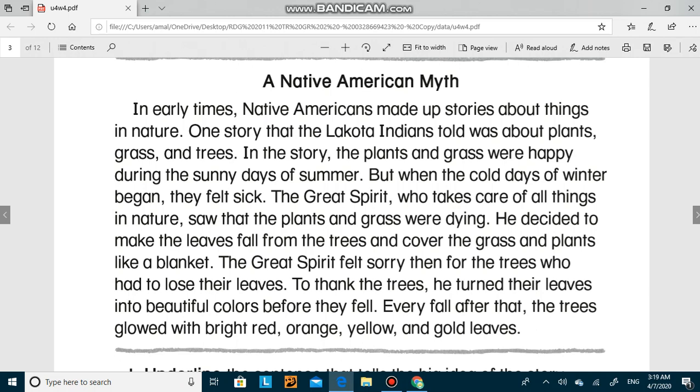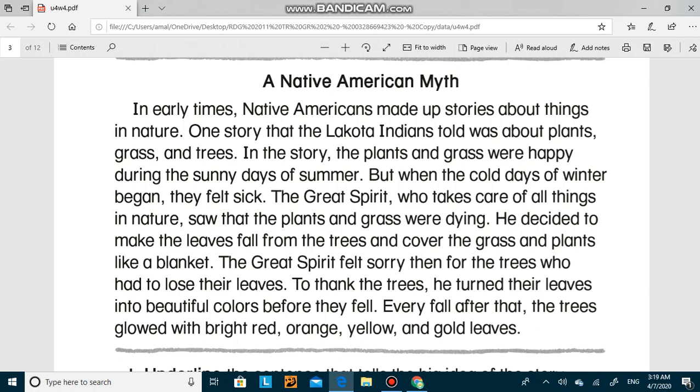So this is one character. He saw that the plants and grass were dying. He decided to make the leaves fall from the trees and cover the grass and plants like a blanket. The Great Spirit felt sorry for the trees who had to lose their leaves. To thank the trees, he turned their leaves into beautiful colors before they fell. Every fall after that, the trees glowed with bright red, orange, yellow, and gold leaves. So, this is a myth story. It talks about plants, leaves, and the character here is the Great Spirit.